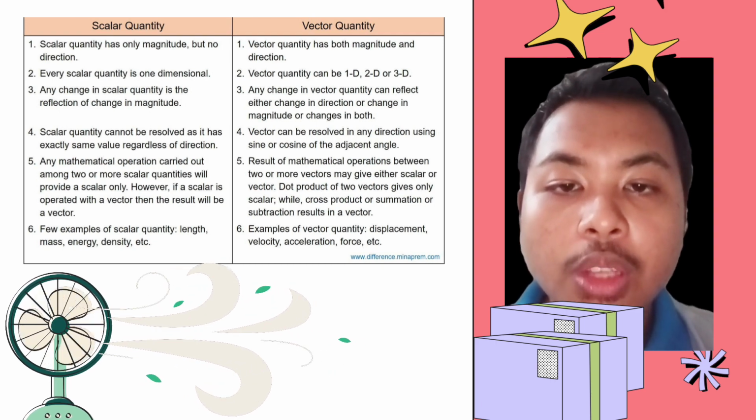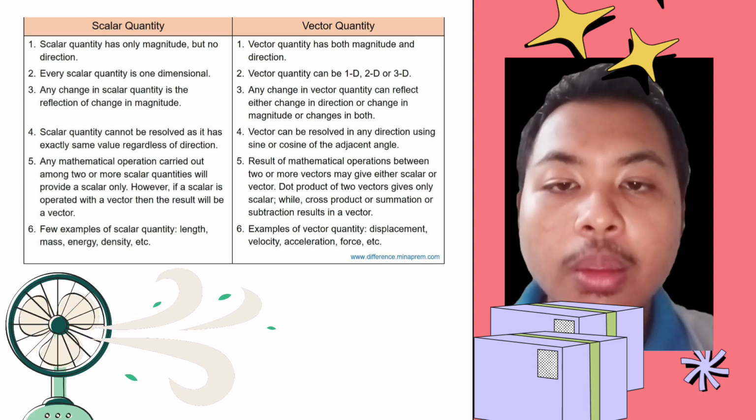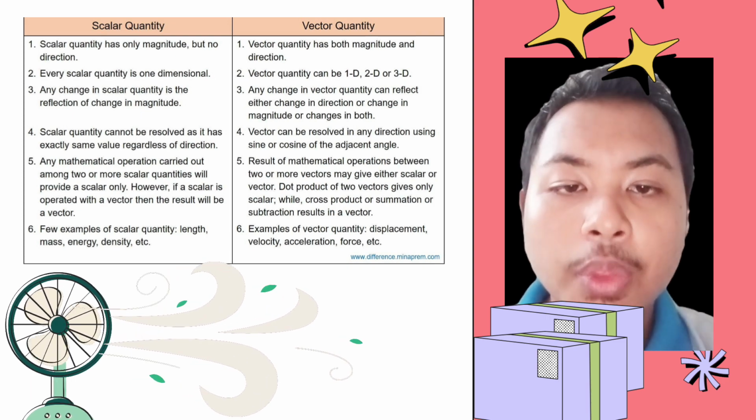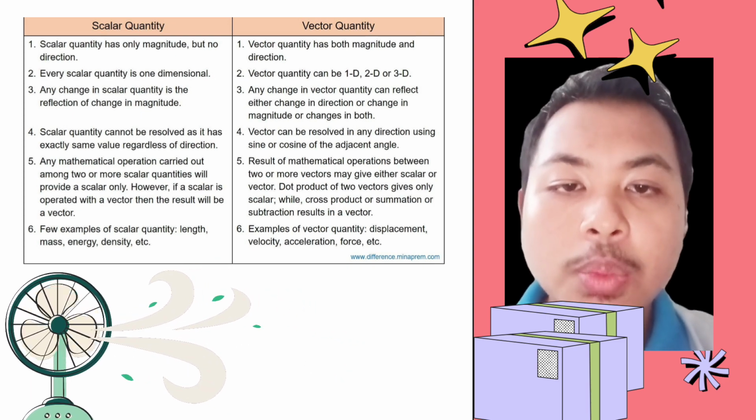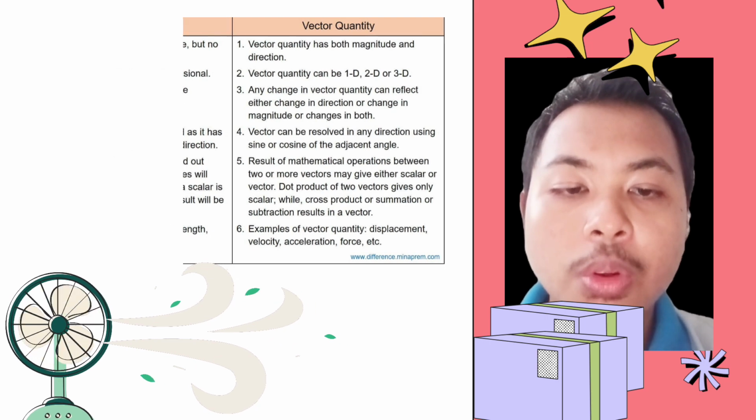Examples of scalar quantities are length, mass, energy, density, etc. Examples of vector quantities are displacement, velocity, acceleration, and force.